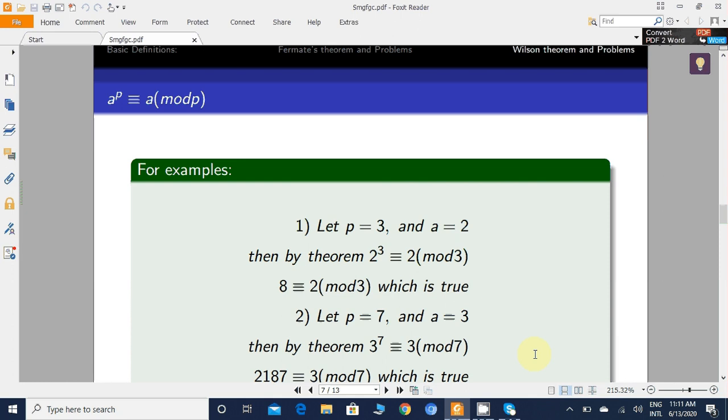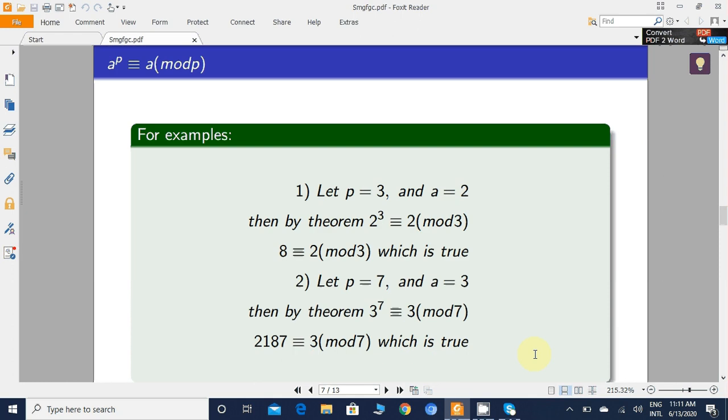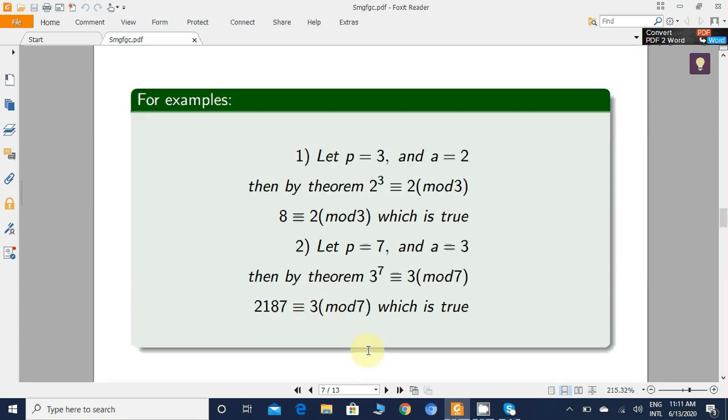Under modulo 3, the remaining residue is 2, which is true. And one more: let p equals 7, a equals 3. Once again, on the basis of Fermat's theorem, a to the power p, that is 3 to the power 7, is congruent to a, that means 3 under modulo 7. That means 3 to the power 7, that is 2187, is congruent to 3 under modulo 7, which is true.